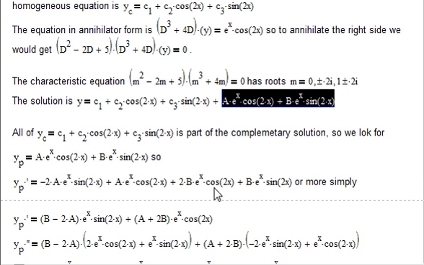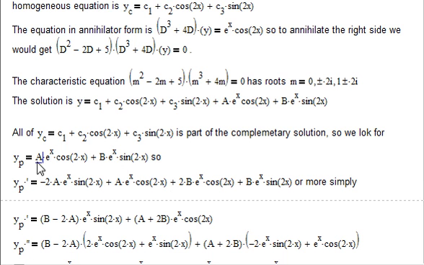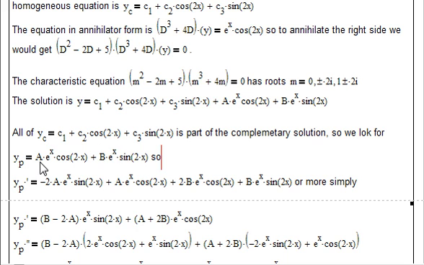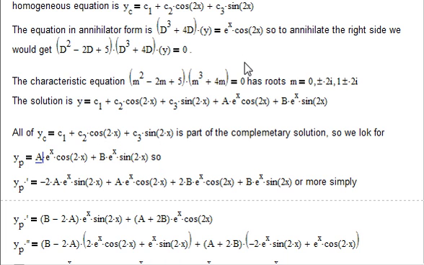So let's see what happens. Our yp, therefore, is a times e to the x cosine of 2x plus b times e to the x sine of 2x. And here's where the manipulations get deep. Ooh, this is fun. Well, okay, what we have to do first is take a derivative of this, because we're going to have to substitute the third derivative of yp back into the equation.